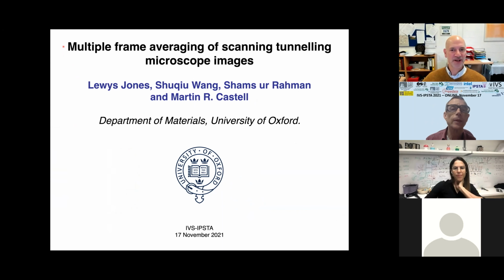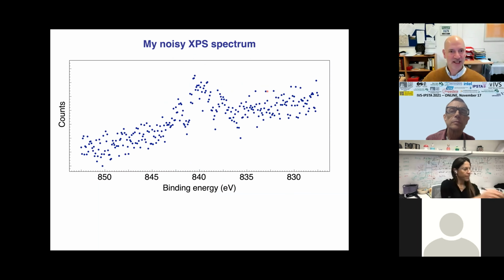So I will talk to you about multiple frame averaging in STM images. The people involved with this were Lewis Jones, who's now at Trinity College Dublin, Shukui Wang, who's now in the physics department in Oxford, and Shams Raman, who's in Pakistan. I will start off by showing you a simulated XPS spectrum, but this is a sort of XPS spectrum you might take, and it's rather noisy. And if you try to convince yourself, you might say, well, there's a peak in here.